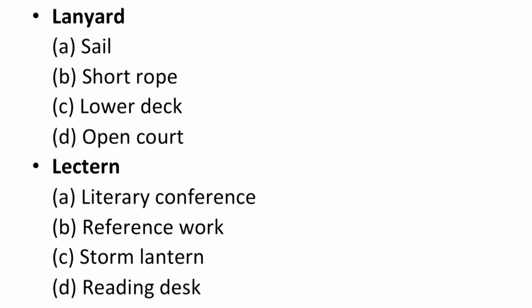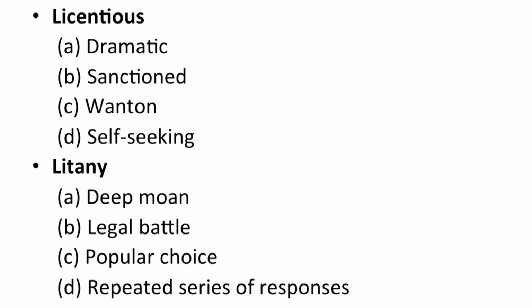Next one, lanyard. Is it a sail? B, short rope, C, lower deck, D, open coat. Very tricky word. And another tricky word comes your way, lectern: literary conference, reference work, storm lantern, reading desk. Licentious, very popular word, not all that uncommon, but still you need to know it. Dramatic, B, sanctioned, C, wanton, D, self-seeking. The next is litany: deep moan, legal battle, popular choice, repeated series of responses.